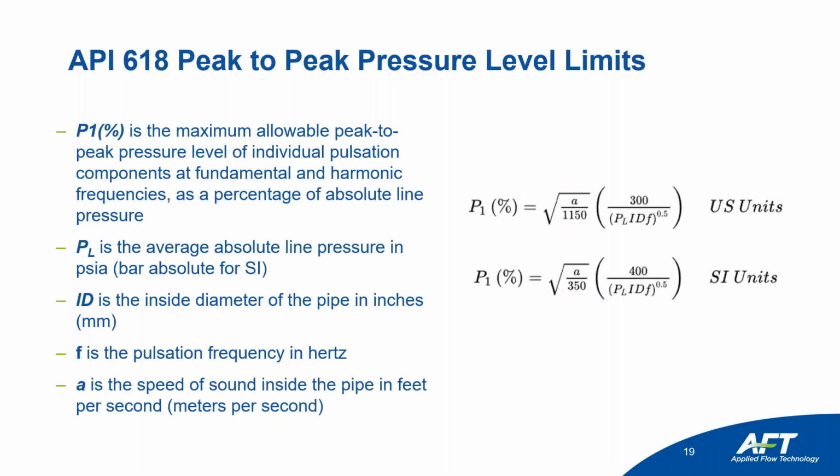The API 618 equation that we're concerned with for xStream is the peak-to-peak pressure level limits at base pulsation frequency and the harmonics of that frequency. But effectively, we do analyze it at every frequency up to the cutoff frequency that you specify. And so this peak-to-peak pressure level is a function of the absolute line pressure, the inner diameter, the pulsation frequency, and the speed of sound inside the pipe.